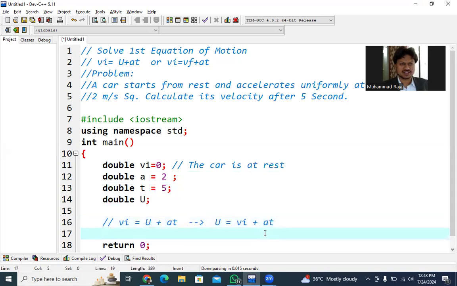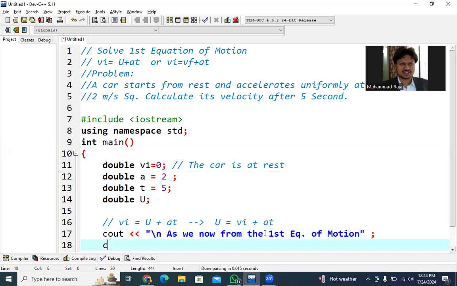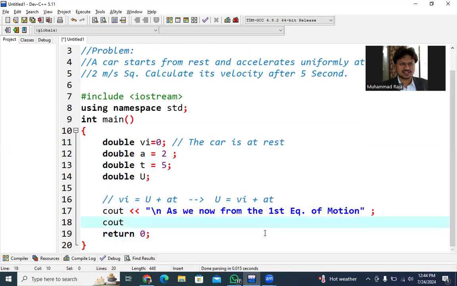So we have cout here. As we know from the first equation of motion, it looks like a way of programming. And then cout again, put here a plus and put down the formula. Here we are using V, the final velocity we want to calculate, as Vi plus AT. We know these are two different entities, A and T, so it will be A multiplied by T.